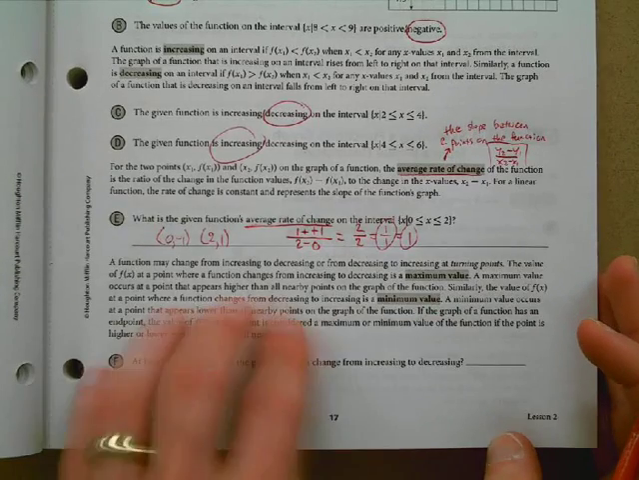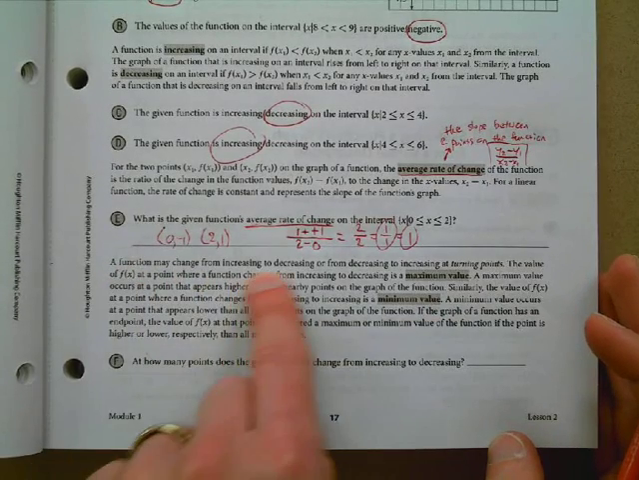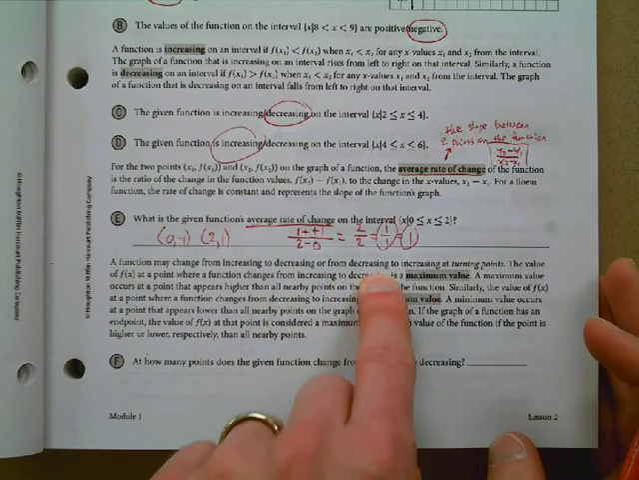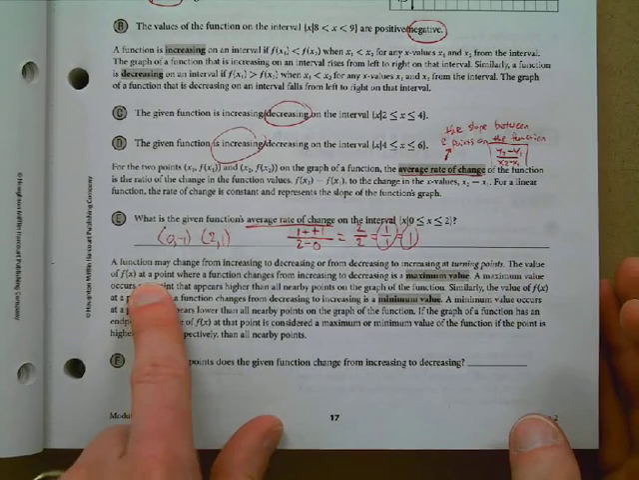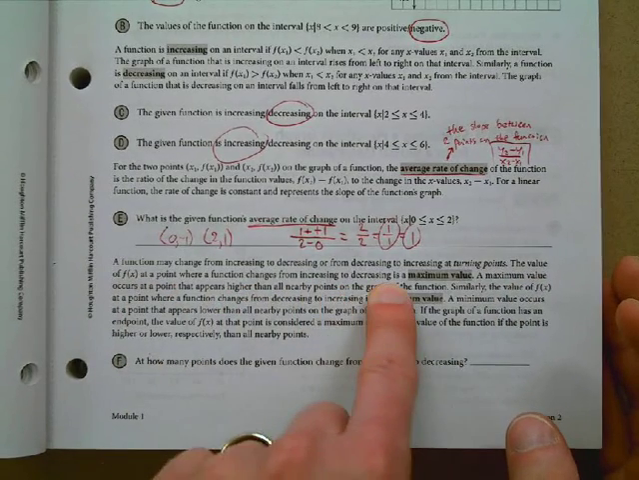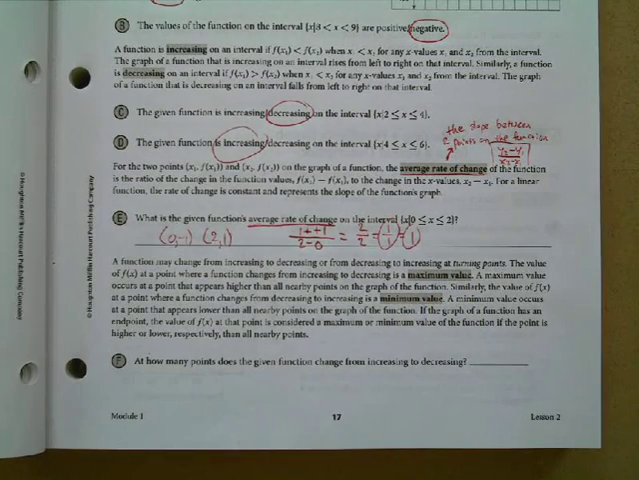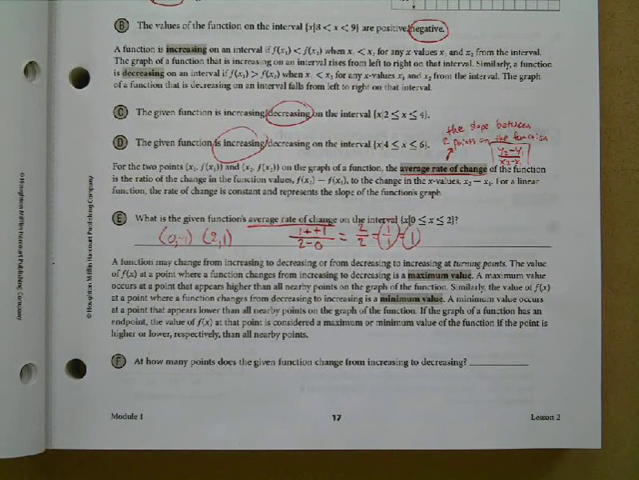A function may change from increasing to decreasing or from decreasing to increasing at something called turning points. The value of f of x at a point where a function changes from increasing to decreasing is a maximum value. That makes sense. If you change from increasing, you're going up, up, up, to decreasing, down, down, down, you have to hit a maximum point. Likewise, if you change from decreasing to increasing, what kind of point do you hit? The minimum, because you bottom out and you have to start increasing. So it's a minimum.